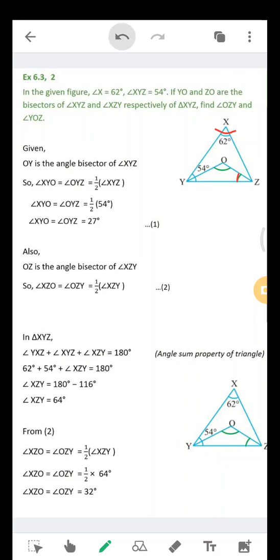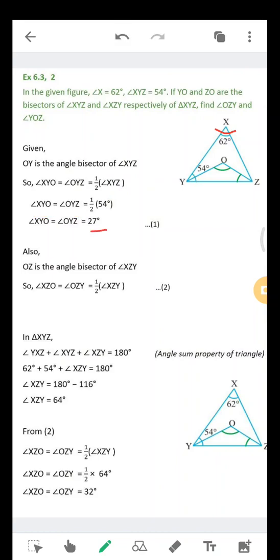Okay, so here I have written a few steps. Given OY is the angular bisector of XYZ, so I can say XYO is equal to OYZ is equal to half of XYZ, because OY is the bisector. So XYO and OYZ are equal to half of 54, because angle Y, angle XYZ, is 54. So half of 54 is 27.